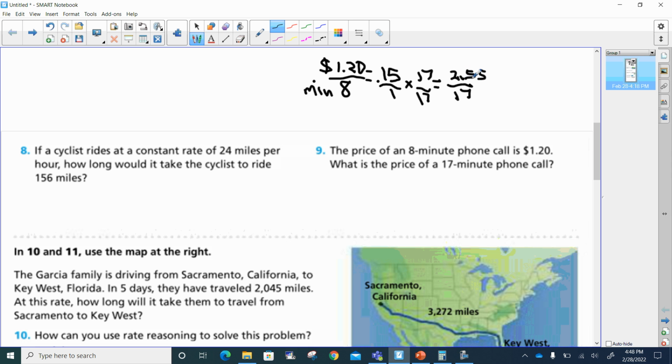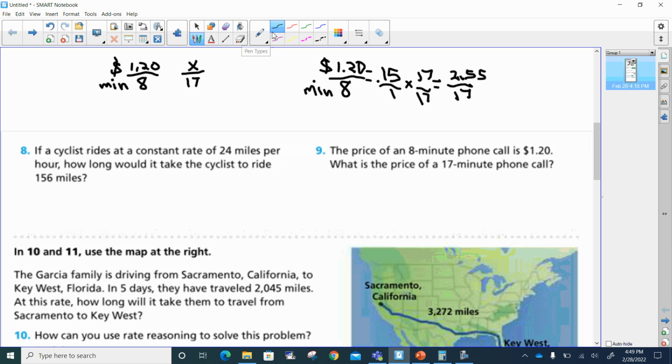Okay, so that's $2.55. The other way we could have done it is to cross multiply. Remember, we had 1.20 over 8. I could have put some number over 17. Remember, the top is money, the bottom is the minutes. We knew it was 8 minutes over here. We knew it's 17 minutes here.